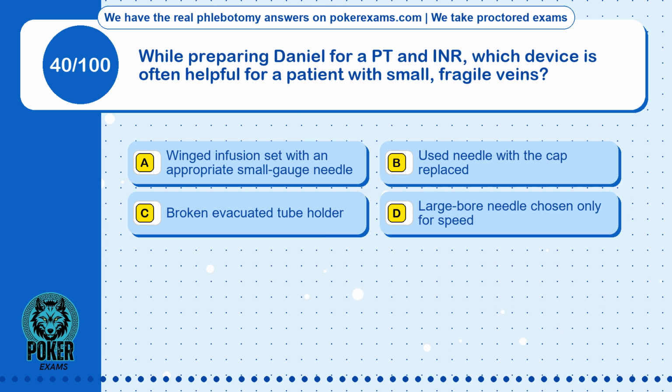Question 40. While preparing Daniel for a patient NINR, which device is often helpful for a patient with small, fragile veins? Option A. Winged infusion set with an appropriate small gauge needle. Option B. Used needle with the cap replaced. Option C. Broken evacuated tube holder. Option D. Large bore needle chosen only for speed.